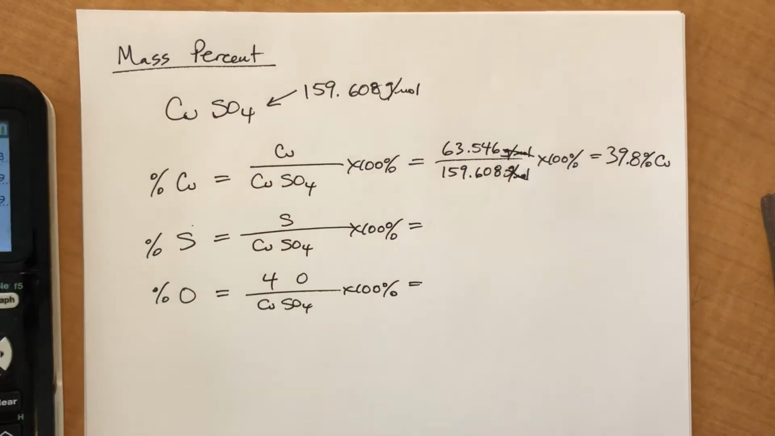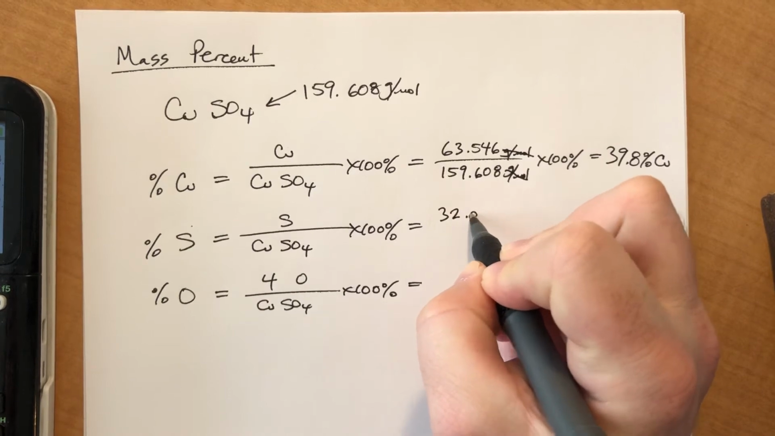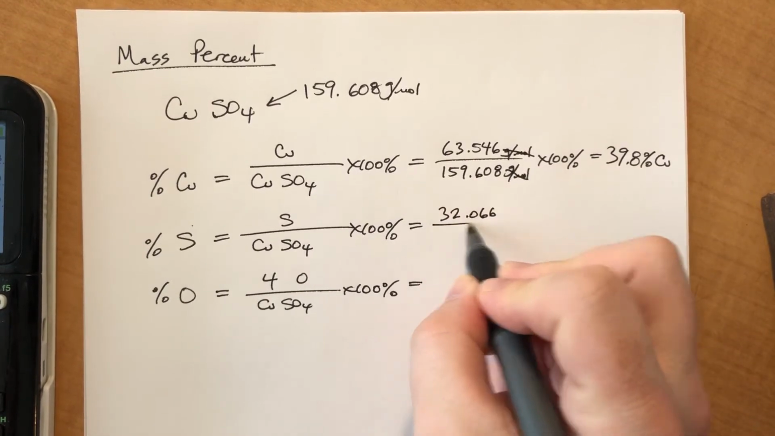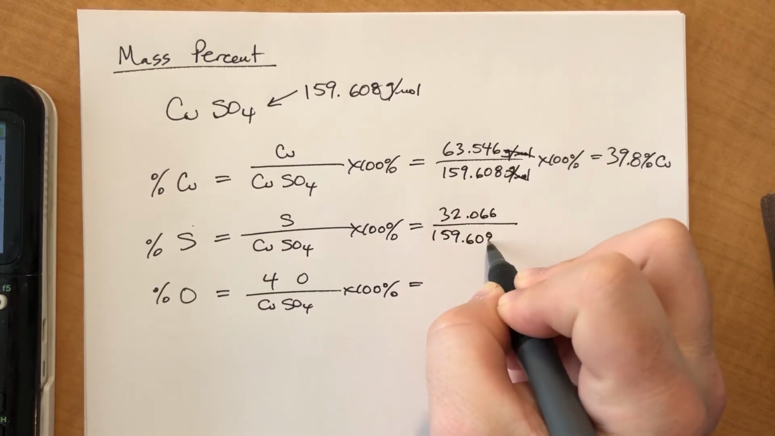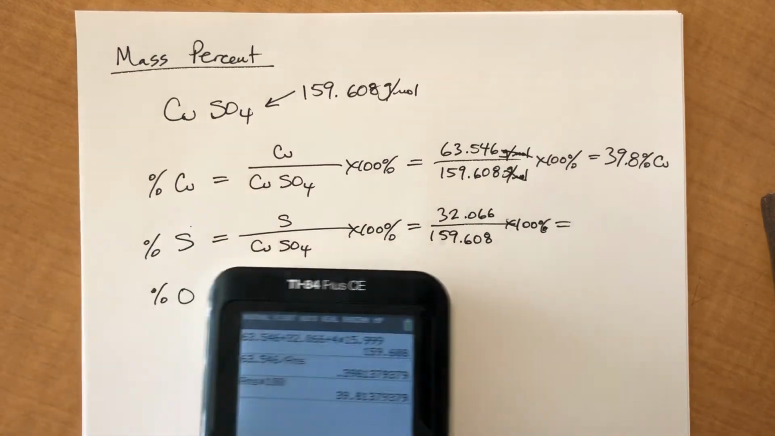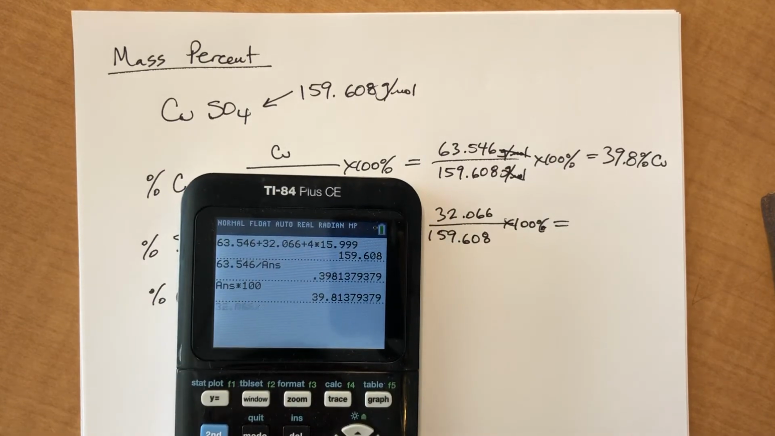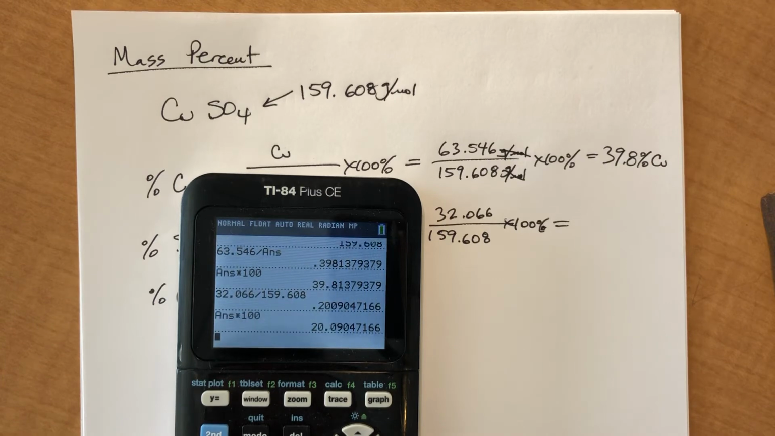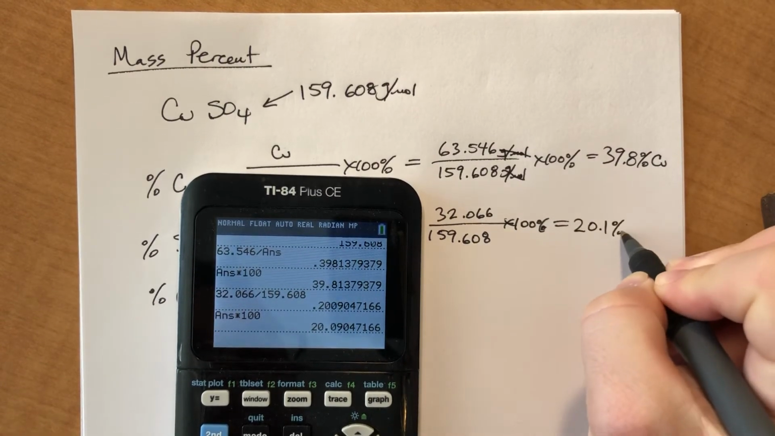Okay, and then we do the same thing for the other two. So for sulfur, we would take 32.066. The units are going to cancel out, so I'm not even going to bother to write them down. Divided by 159.608 times 100%. So 32.066 divided by 159.608, times 100, and I got 20.1% sulfur.